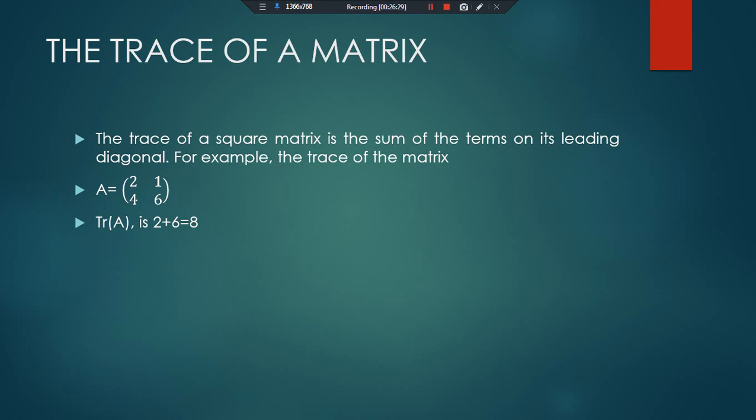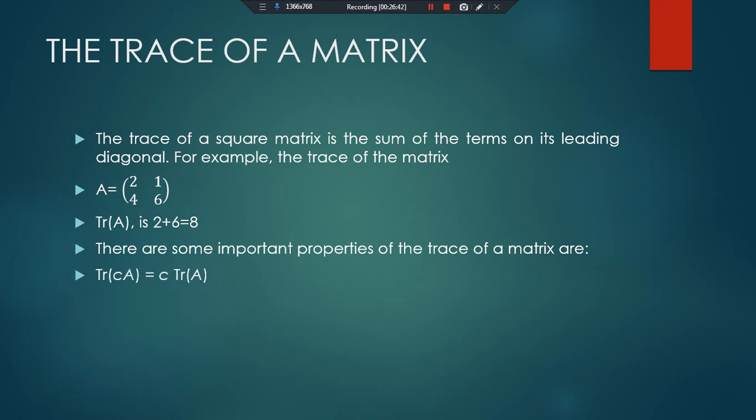If you are adding 2 plus 6, the answer will be 8. So this is your trace value of a matrix. There are some important properties of the trace of a matrix. If you have a matrix A and a constant or scalar value, and you are multiplying your matrix A with the constant, the trace will be equal to the trace of A, multiplied by the scalar or constant value.